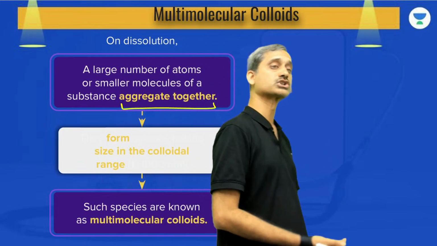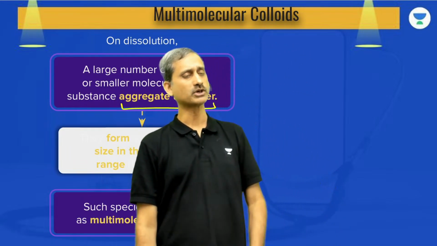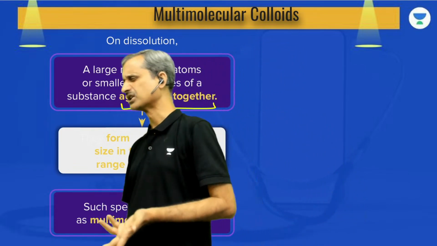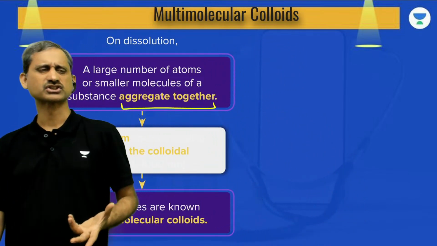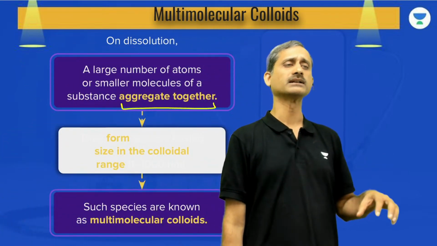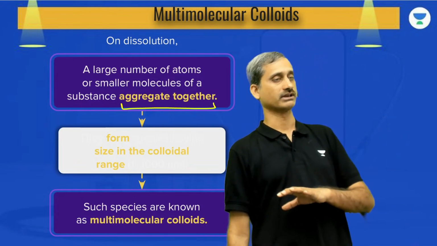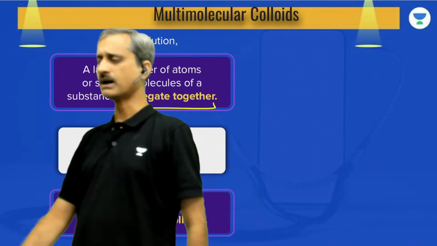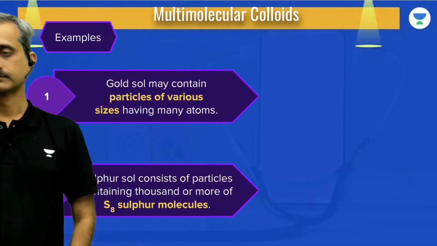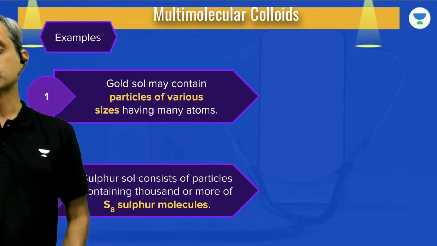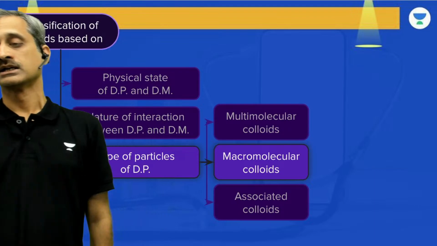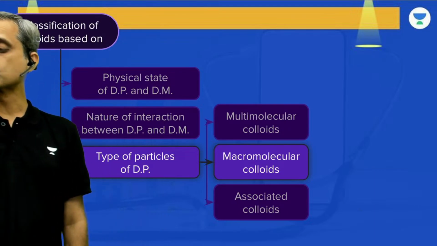When we talk about gold sol, it is going to be a multimolecular colloid because many of the gold particles are merging together to form the colloid. We have silver chloride sol, we have arsenic sulfide sol. These are multimolecular colloid because individual particle is not large enough to be in the colloidal range. Now, next we talk about something called the macromolecular colloids. Examples of multimolecular colloid are gold sol and sulfur sol.